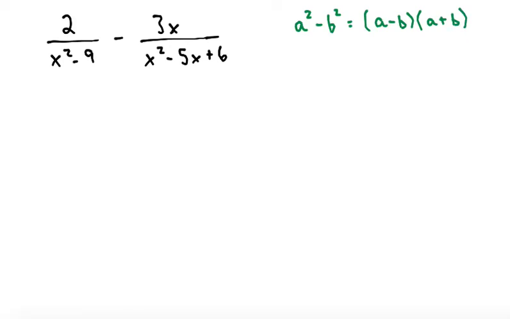So since x squared minus 9, the x is in the place of a, so we can just substitute in x for a. And then since 3 squared is equal to 9, that means the b would be 3. So we can substitute 3 in for b as well. So x minus 3 times x plus 3. Let's go ahead and sub that in for the denominator of the first fraction.